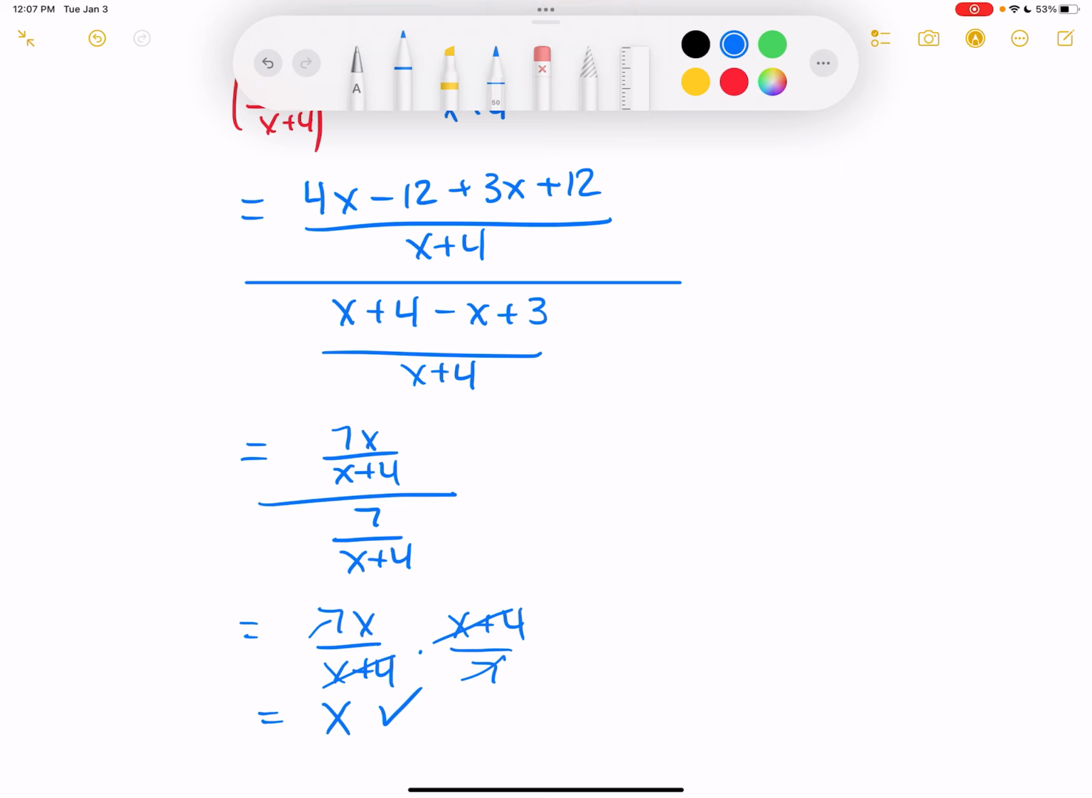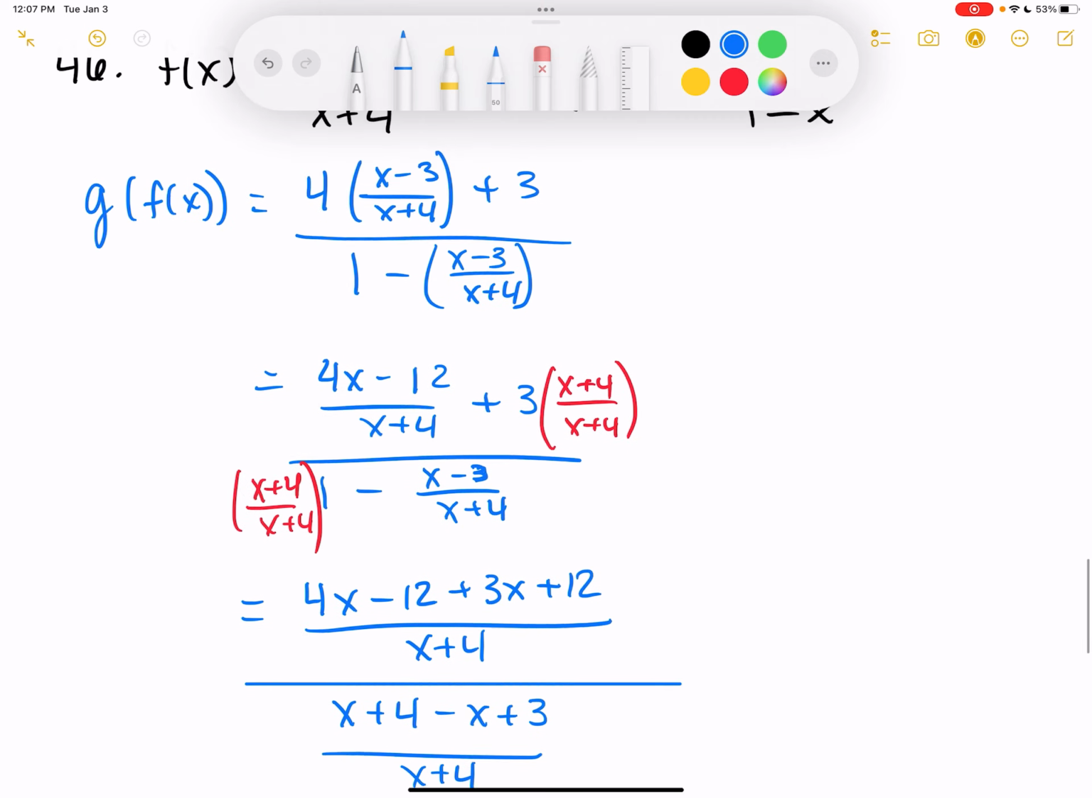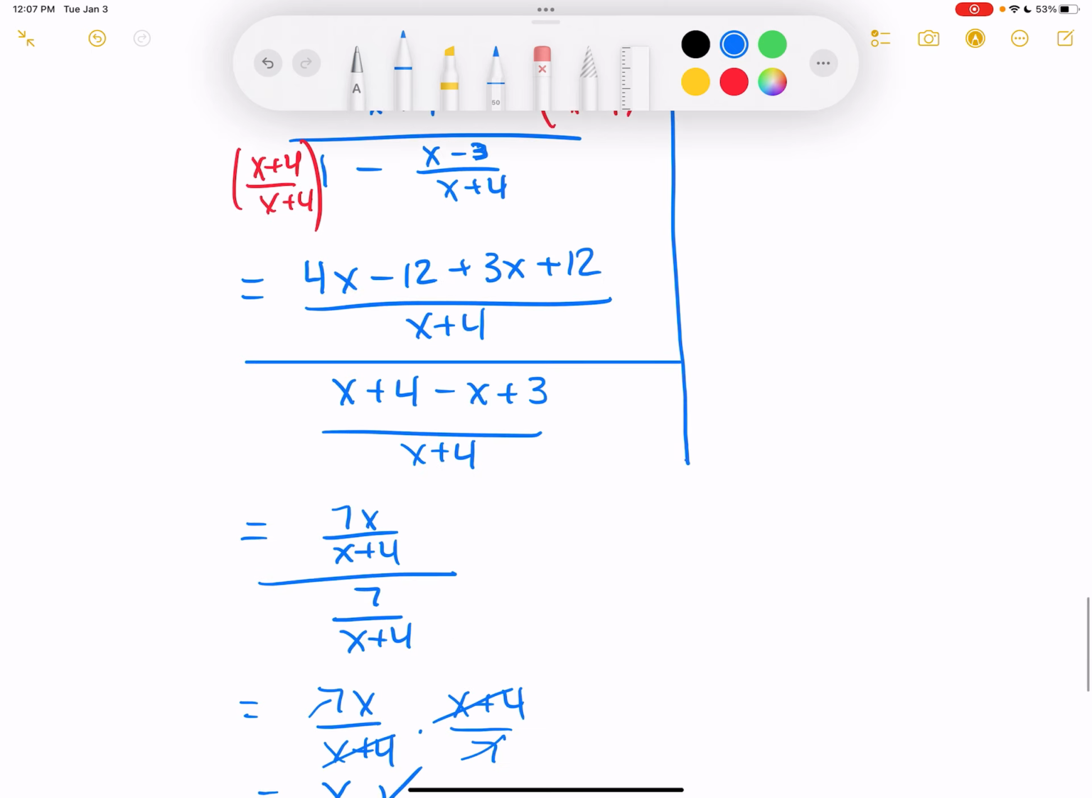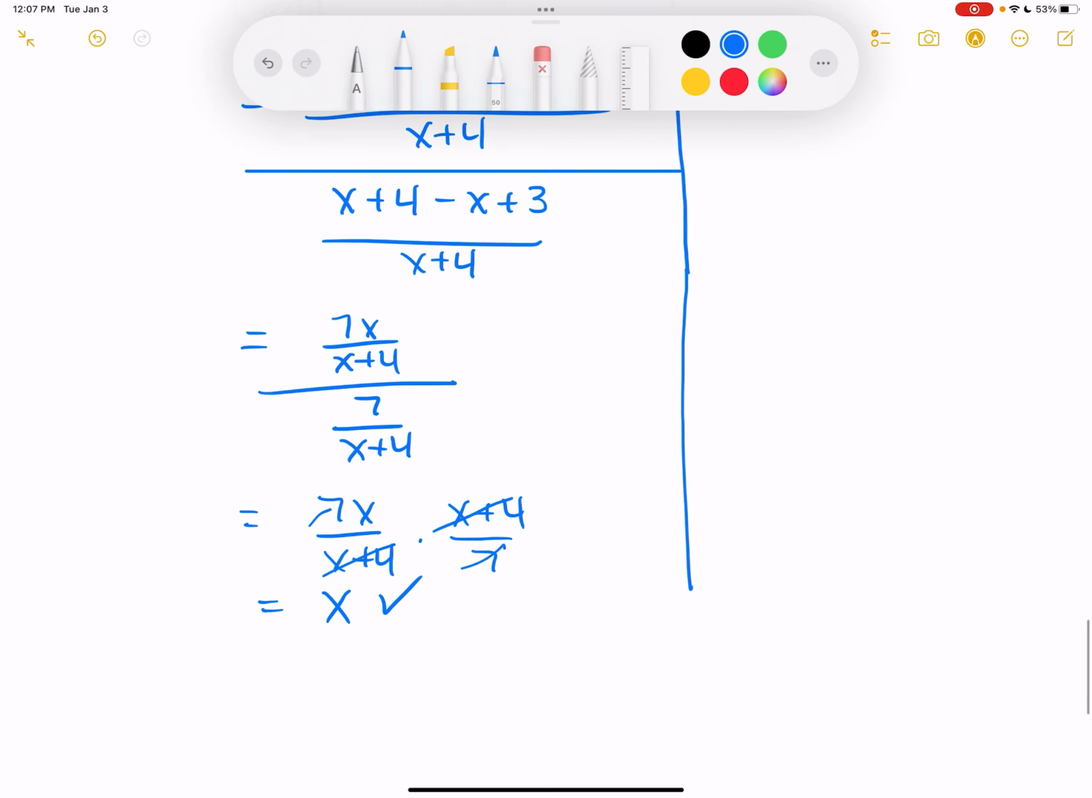So y'all can try f of g of x. Might take a while. That's not gonna work. Which one was harder? Are they like the same? They should be almost the same.